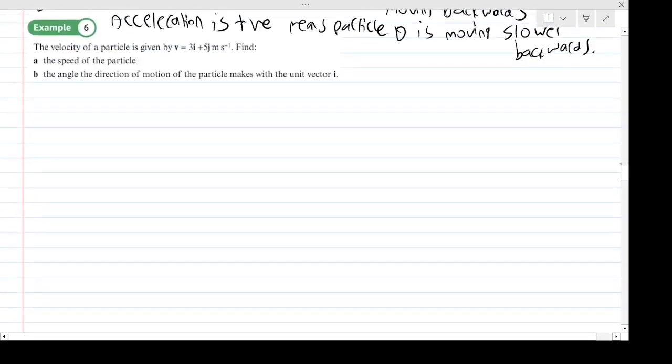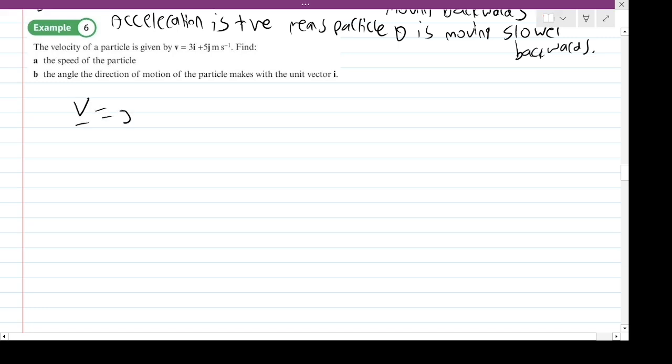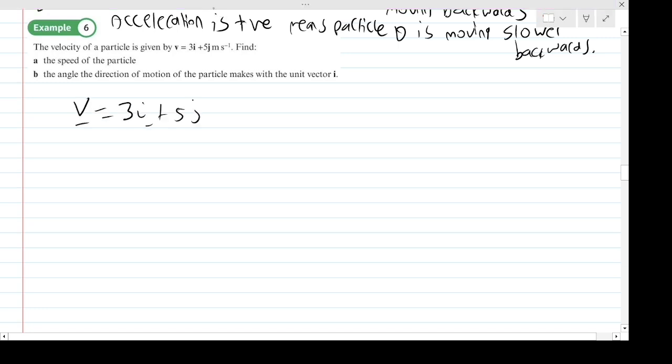Okay, so we've got this question now, and it's to do with physical vectors. We're told the velocity of the particle v is 3i + 5j. For part A, it says to find the speed of the particle. So again, if we were to do a rough drawing of what the vector looks like, we start here, then 3i is 3 across, and positive 5j is 5 up. Remember, i and j are sort of x and y, where i is how far across we go, and j is how far up we go, right?